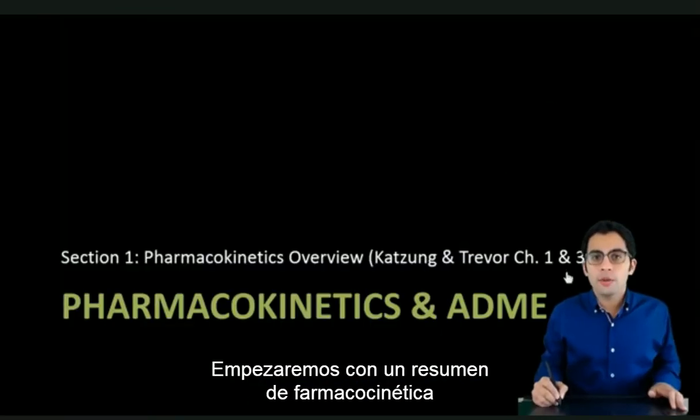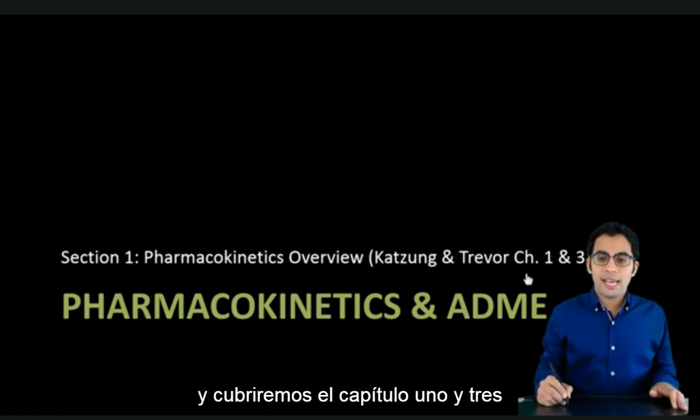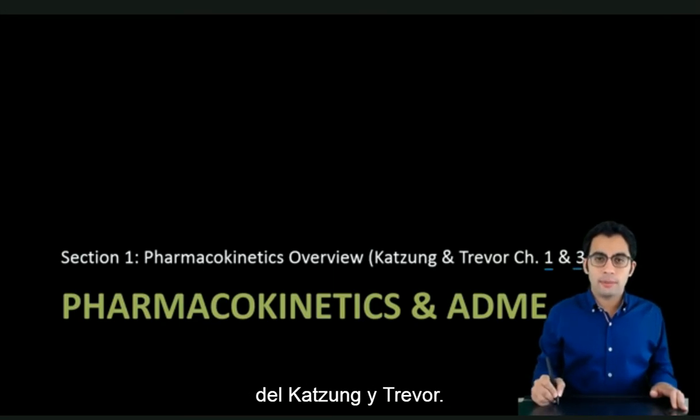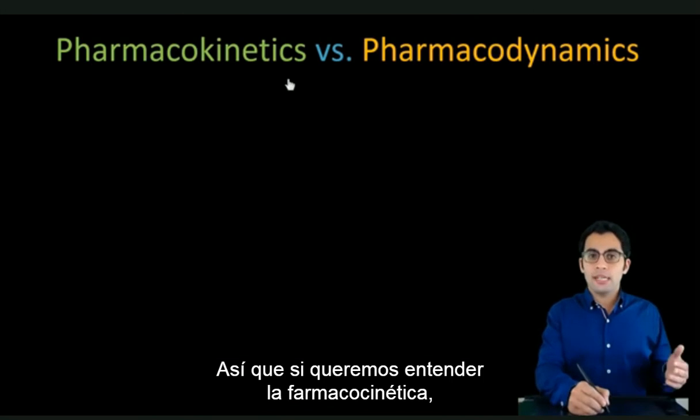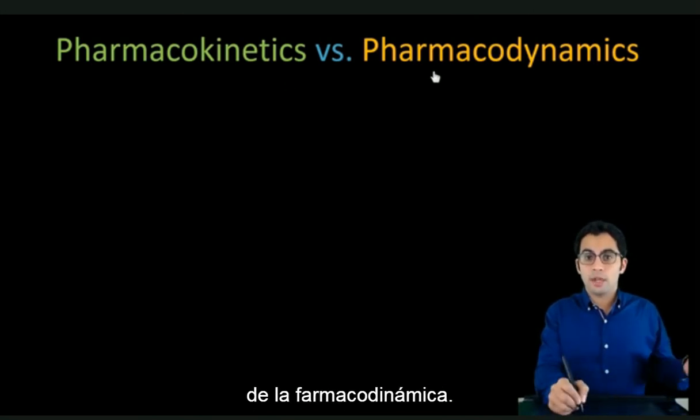So we're going to start with an overview of pharmacokinetics, and we'll be covering Katzung and Trevor's chapters 1 and 3. So if we want to understand pharmacokinetics, we have to be able to differentiate it from pharmacodynamics.